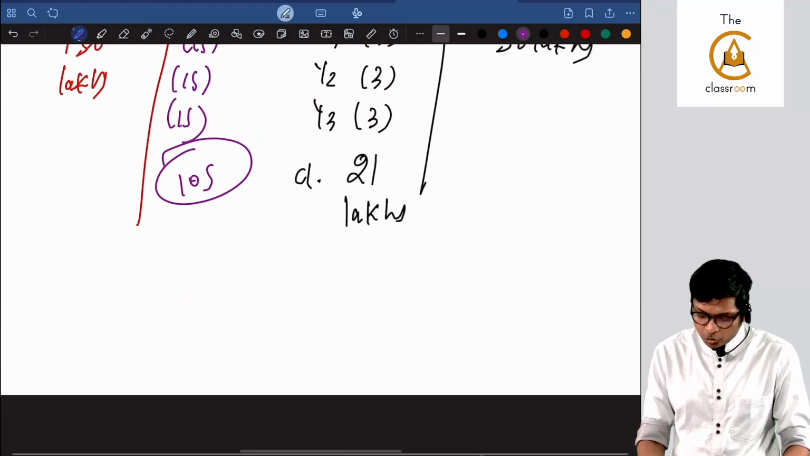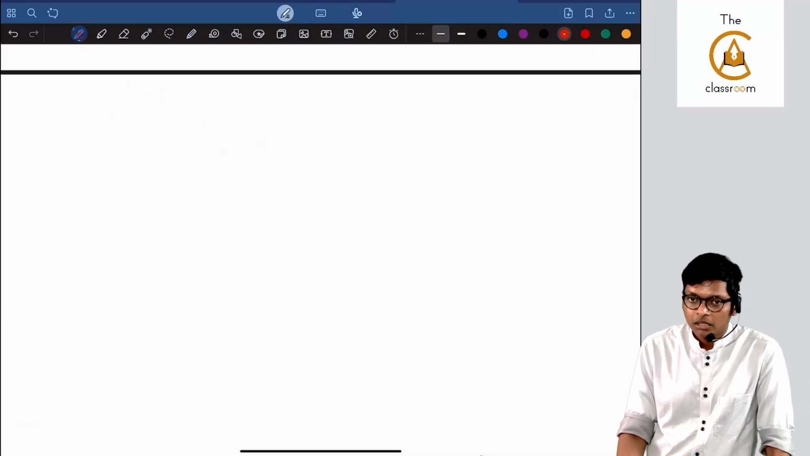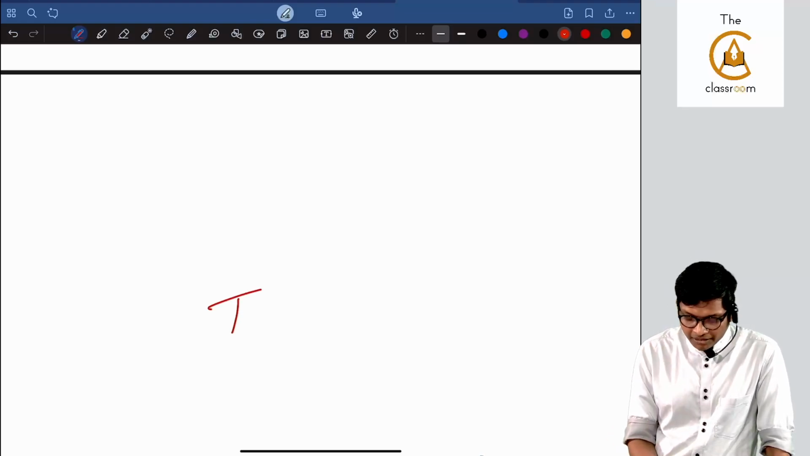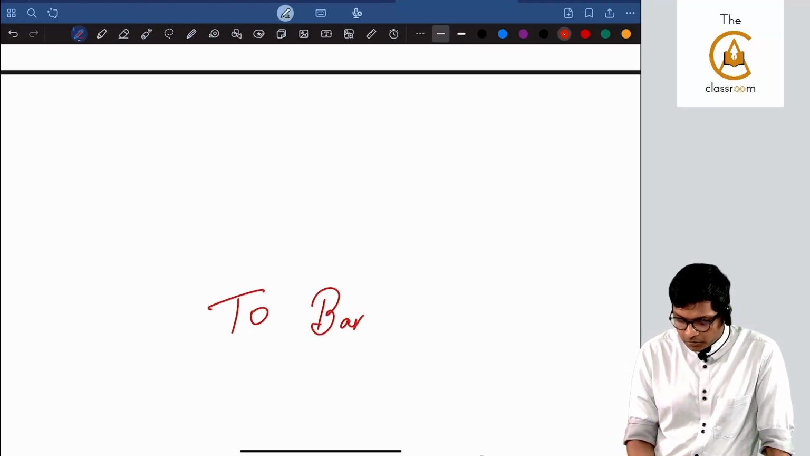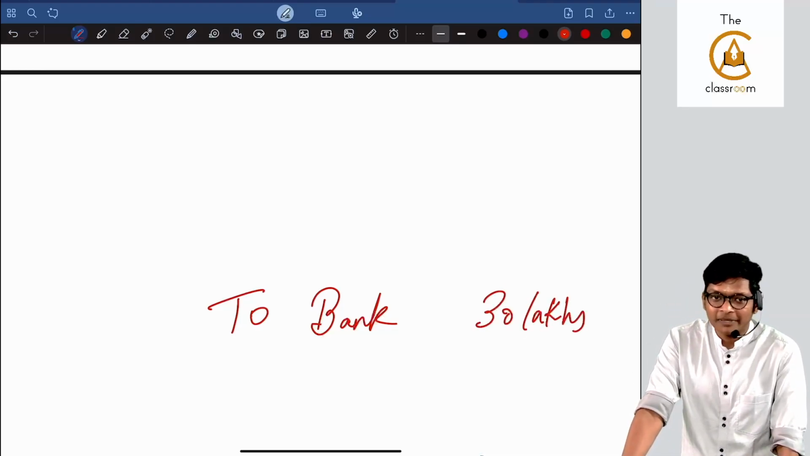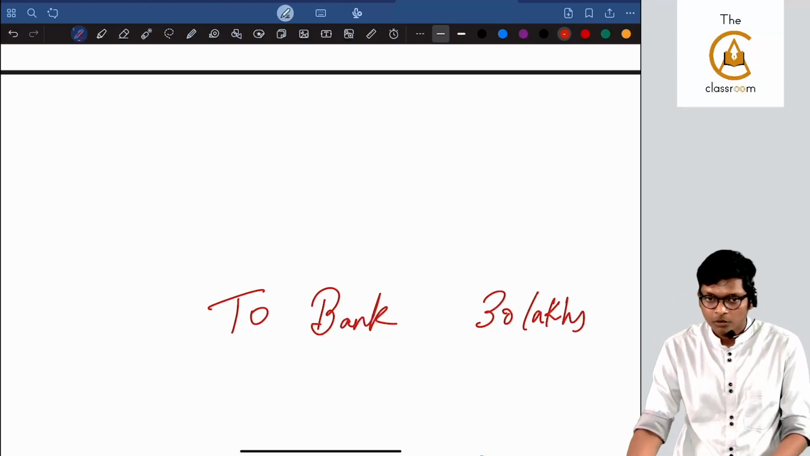Simple. I will tell you. When I am refunding, how much I am refunding? 30 lakhs fully. The grant is 30 lakhs. So I will write to bank 30 lakhs. No problem in this, because when I receive grant, I am debiting bank. When I am refunding, credit will be bank 30. What to debit is the question. What to credit?